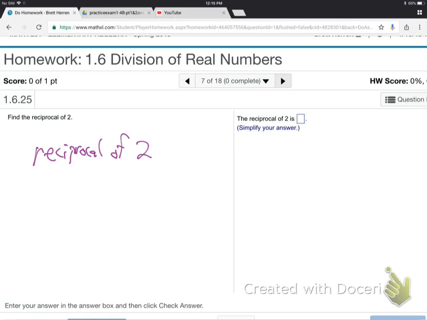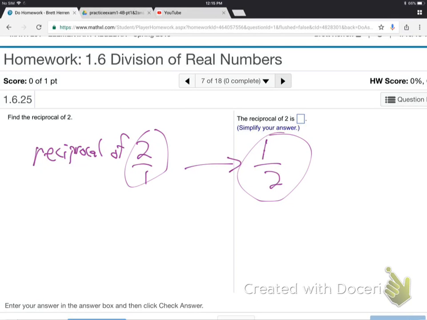All right, reciprocal of 2. So how do you find the upside down? Reciprocal means upside down. What's upside down of 2? Yep, because this is really 2 over 1, isn't it? So the upside down is 1 over 2. That's right. Any whole number alone is really over 1, isn't it? So the reciprocal flips it: 1/2.